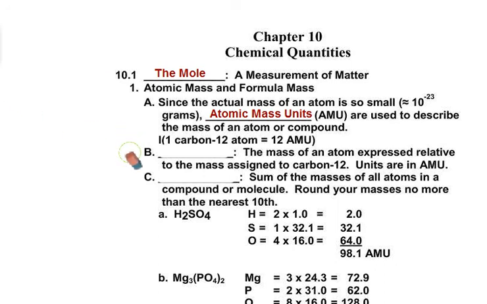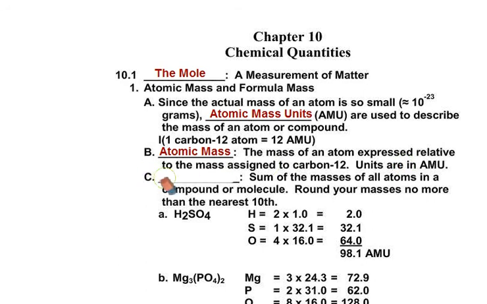Now, you may recall from earlier in the year that we had a definition of the atomic mass unit, and it was 1/12 of one carbon-12 atom would be one atomic mass unit. All of the other atomic masses are based on carbon-12 having 12 atomic mass units. And so the atomic mass of things is the mass of an atom expressed relative to the mass assigned to carbon-12, and its units are AMU.